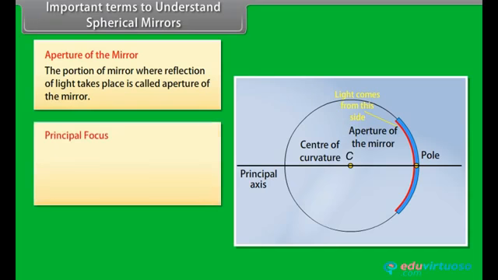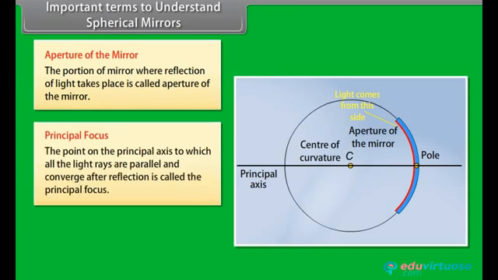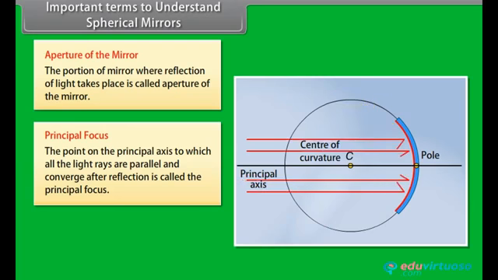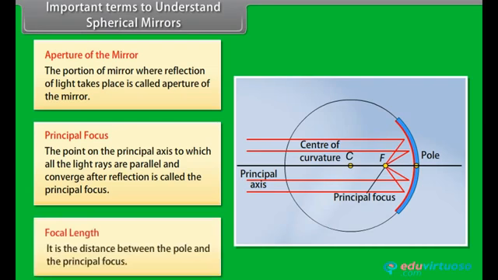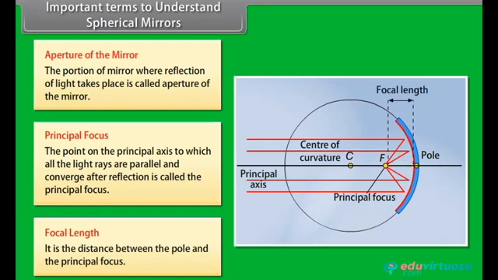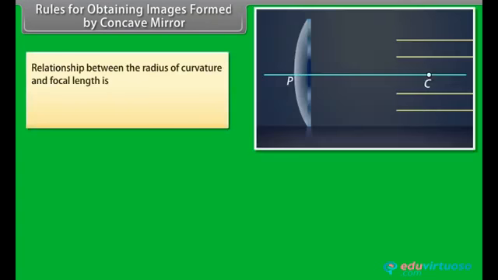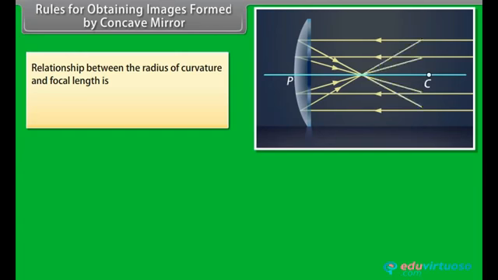Principal focus. The point on the principal axis to which all the light rays parallel to the axis converge after reflection is called the principal focus. Focal length. It is the distance between the pole and the principal focus. Rules for obtaining images formed by concave mirrors. The relationship between the radius of curvature and focal length is f equals R upon 2.